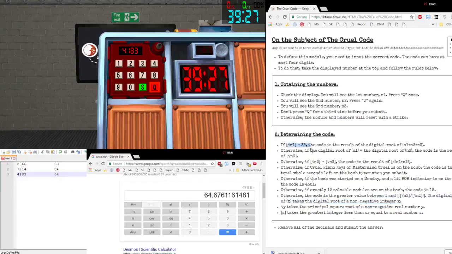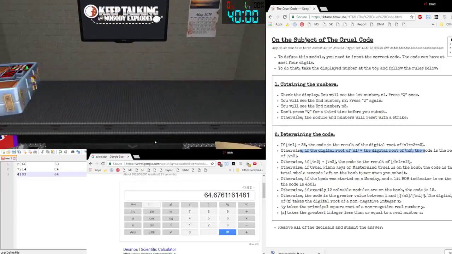Is square root of the first one 35? No. Digital roots. First one, digital root 2 plus 8 plus 6 plus 6 equals 22 equals 4. Bottom one, 4 plus 1 plus 8 plus 3 equals 16 equals 7. 4 does not equal 7. No. Square root of 2 equals square root of 3. No. Cruel piano or mastermind. No. Started on a Monday. No. 12 solvables. No. It is the greater of 1 and 84 over 53, which is going to be 1 point something. So our answer, yet again, is a 1.